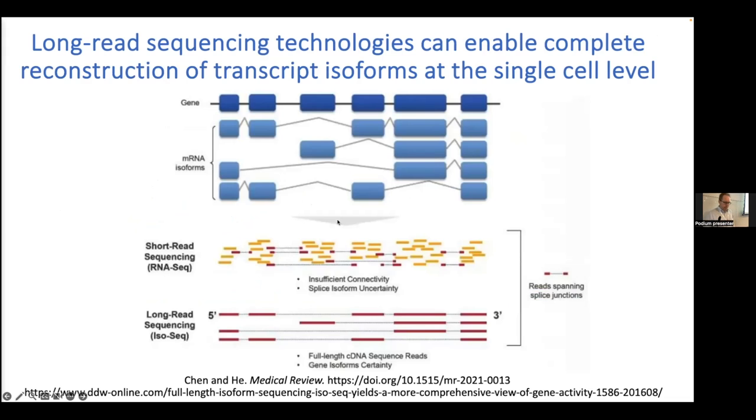And this is an example of what that type of data would look like side by side. If you have this gene, you have all these different splice isoforms. With short read sequencing, you basically have to look for missing data and little reads that bridge between exons. With long reads, you just shoot across it and you get a fully assembled transcript.